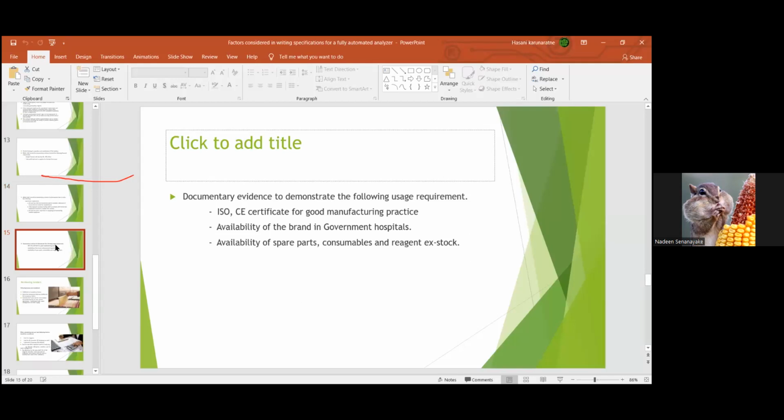Documentary evidence to demonstrate the following usage requirement should be available. That is ISO CE certificate for good manufacturing practice, and availability of the brand in government hospitals is preferable, and the availability of spare parts, consumables, and reagents.